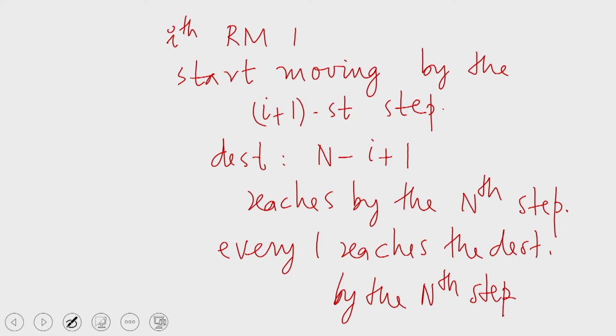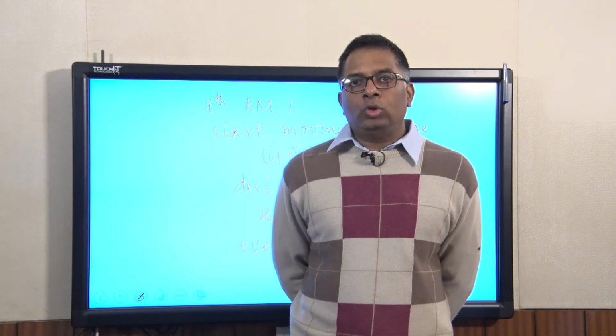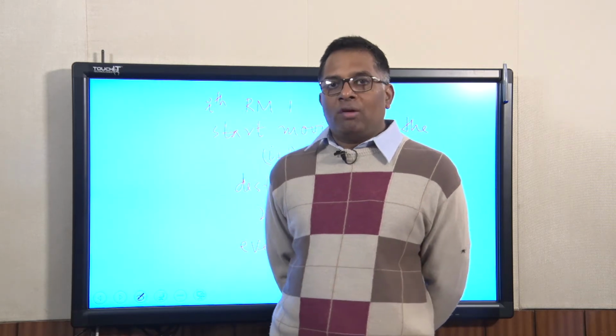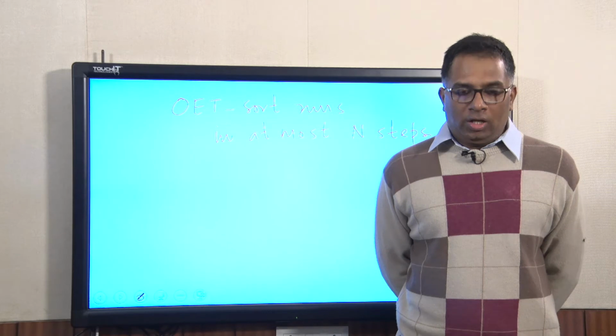Then by that point in time, all the zeros will be to the left of all the ones, therefore, the input will be sorted. So, what we have established is that the odd even transposition sort runs in n steps. So, it is possible to sort n elements on a linear array in n steps.